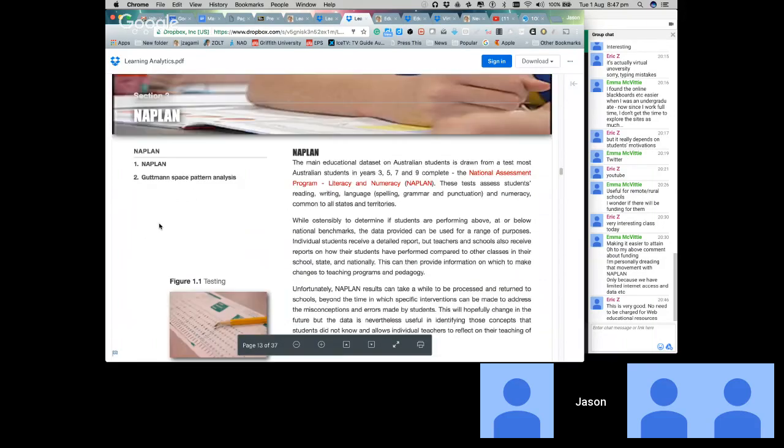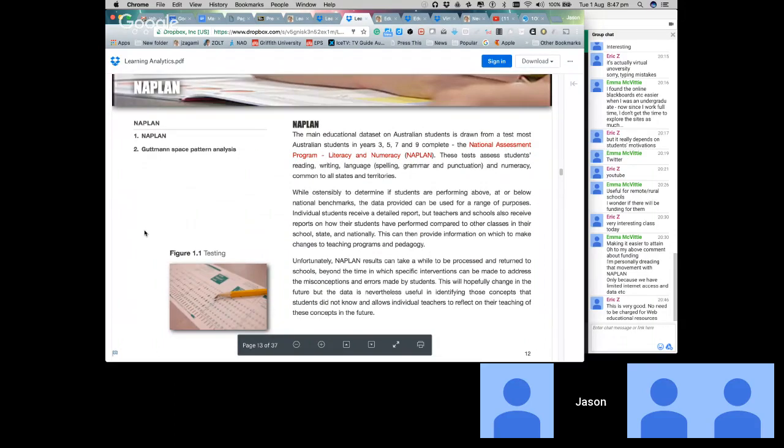Okay, a little bit there about NAPLAN, if you're not aware of this strange thing we keep talking about. This is the national testing program for years 3, 5, 7, and 9 in literacy and numeracy. There's also a computing equivalent to NAPLAN where students are tested on their computing skills, but it's only done in year 6 and only done at a random number of schools.